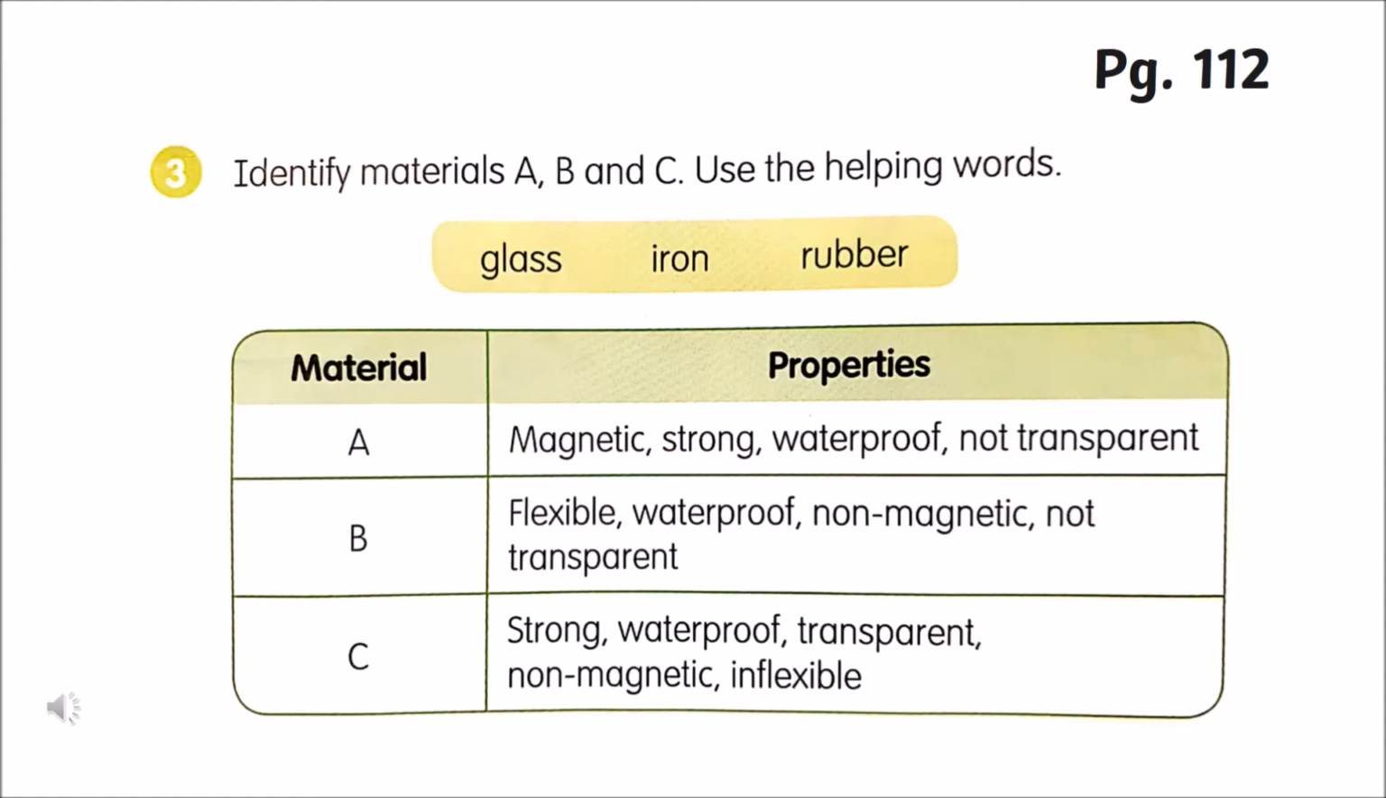Question 3. Identify materials A, B, and C using the helping words. We have glass, iron, and rubber. So we need to match which one to their properties. A. The material is magnetic, strong, waterproof, and not transparent. B. The properties are flexible, waterproof, non-magnetic, and not transparent. C. The properties are strong, waterproof, transparent, non-magnetic, and inflexible.